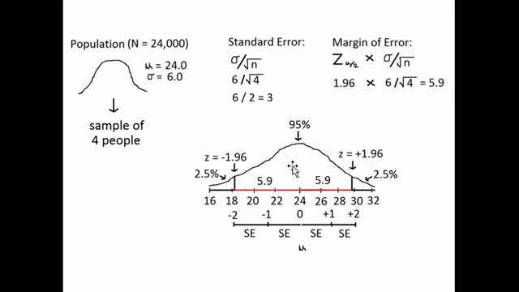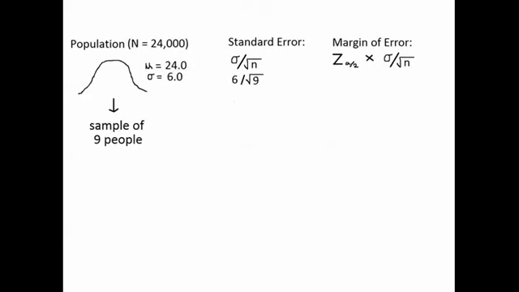Let's now take a look at what would happen if we raised our sample size. What if instead of selecting a sample of 4 people, we were selecting a sample of 9 people? Well, our standard error would change, because instead of being the square root of 4, this would be the square root of 9. The square root of 9 is 3, and 6 divided by 3 is 2. So our bigger sample size has caused the standard error to go down.